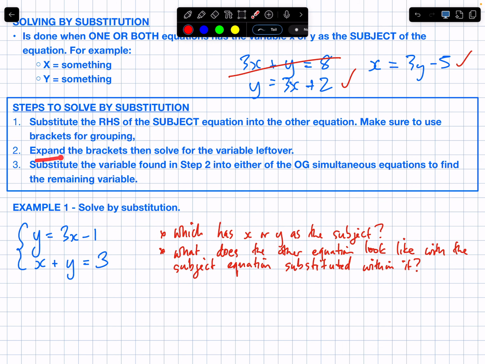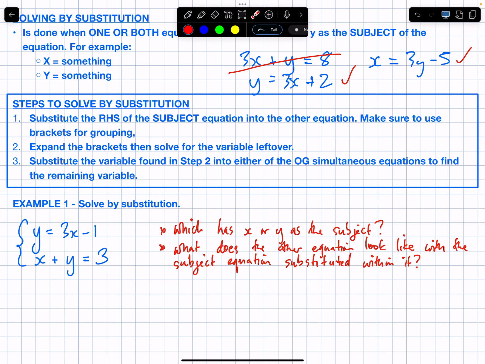Step 2, expand the brackets, then solve for the variable left over. And then 3, substitute the variable you found in step 2 into either of the OG. Do you all know what OG means? Original simultaneous equation to find the remaining one. That seems like a lot. That seems like a lot because I'm describing it in full and in plain English. When you actually do the substitution, it's not that bad. So can you get the box for now? That's what's going to be on your cheat sheet and your helper cheat sheet. Then I'll show you how those steps work.